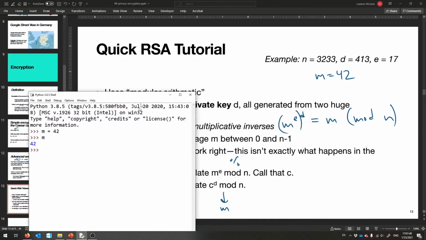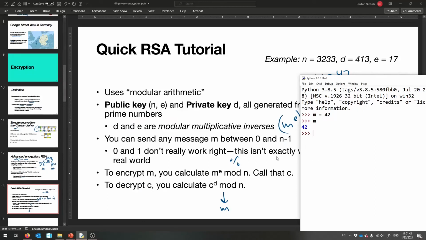So now I'm going to calculate my encrypted message. I'm going to say m to the power of e mod n. Okay, m to the power of, I'll just type it. M to the power of 17, that's e, mod n, which is 3233. That's 2557 apparently. That is our c. And so c equals 2557.